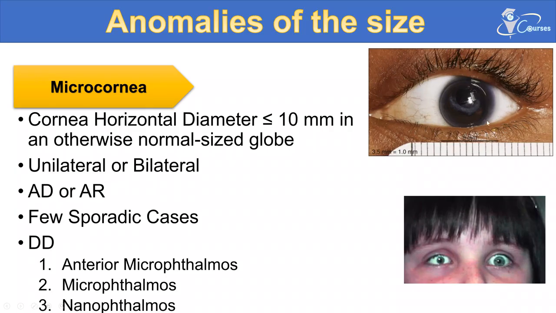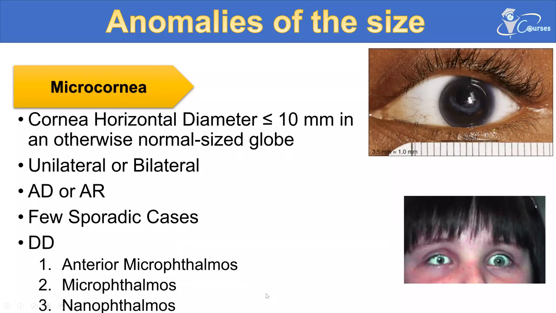Okay, so you can see this is a patient with microcornea, and the horizontal corneal diameter is around 9 millimeters. This patient is wearing a rigid gas permeable contact lens, if you are wondering what this is, because it appears that he has aphakia behind. This condition can be unilateral or bilateral, autosomal dominant or recessive, with a few sporadic cases.